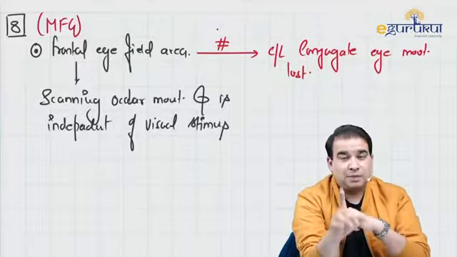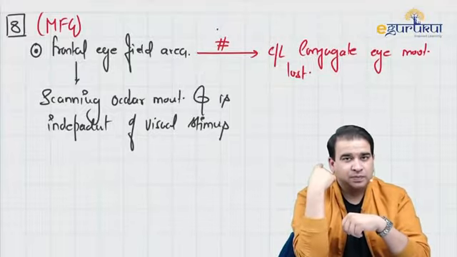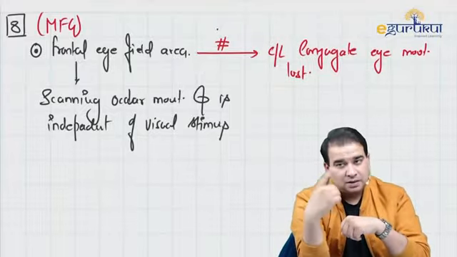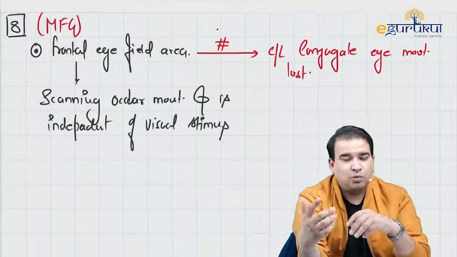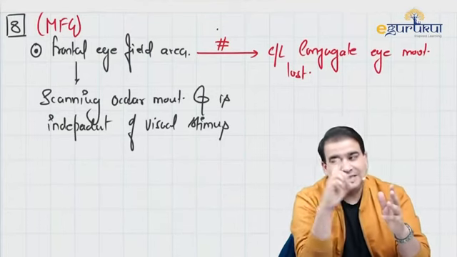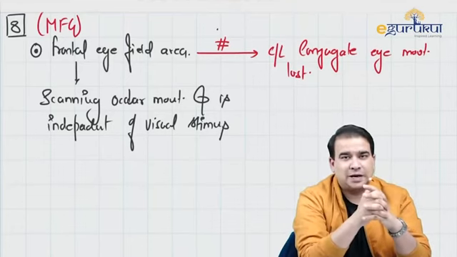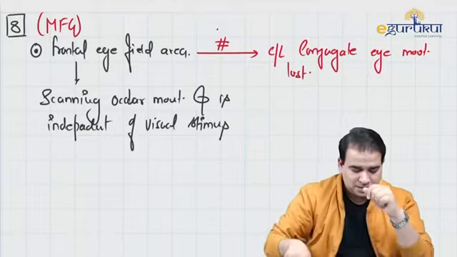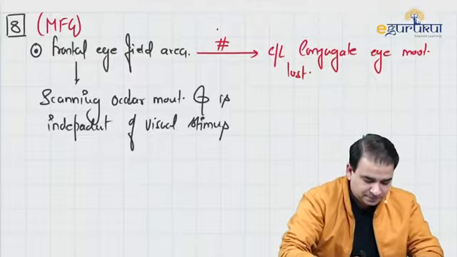That is because pursuit is controlled by the occipital lobe, right? But the voluntary scanning ocular movement will not be there, and you will see the deviation of the eye toward the side of the lesion only. That is the frontal eye field area.